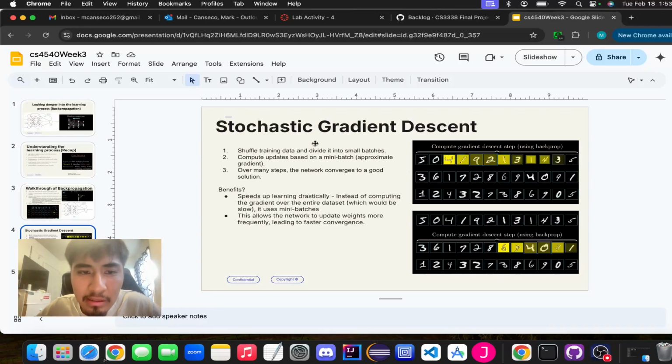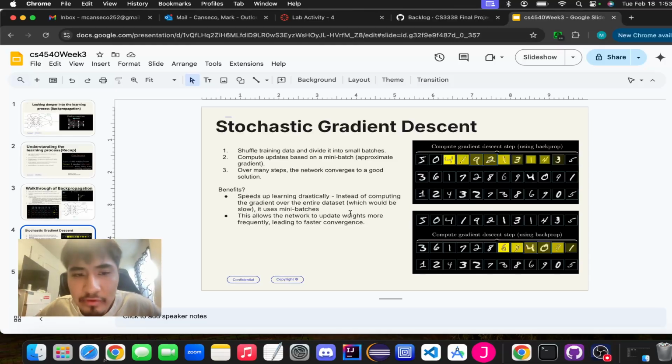Another important thing to talk about is stochastic gradient descent, which is a way of speeding up learning. The way it works is you shuffle the training data and divide it into small batches. You then compute updates based on those mini batches, and over many steps, the network converges to a good solution. The benefit, as I said, is that it speeds up learning drastically. Instead of computing the gradient over the entire data set, which would be really slow, it uses mini batches.